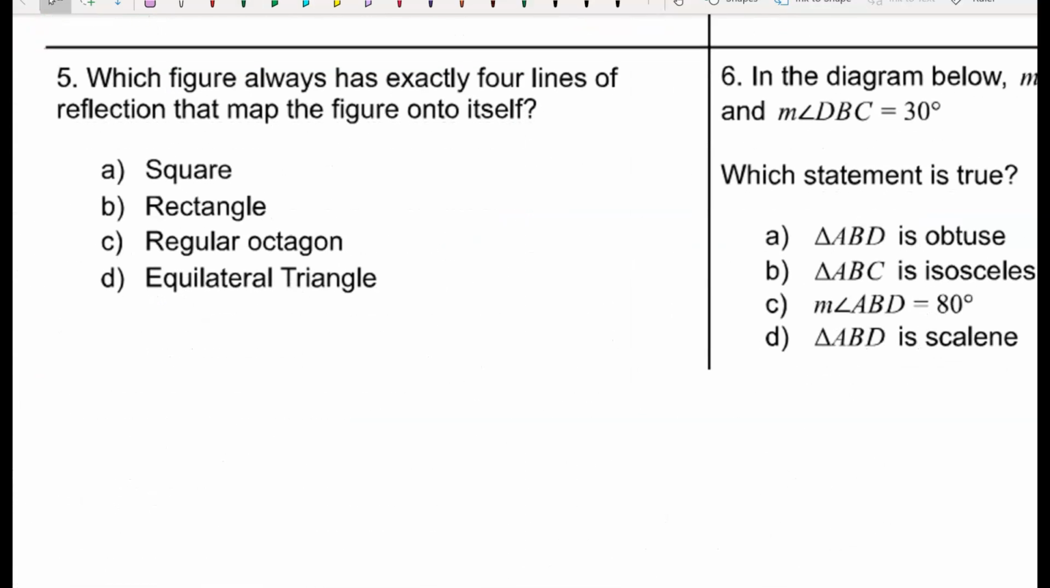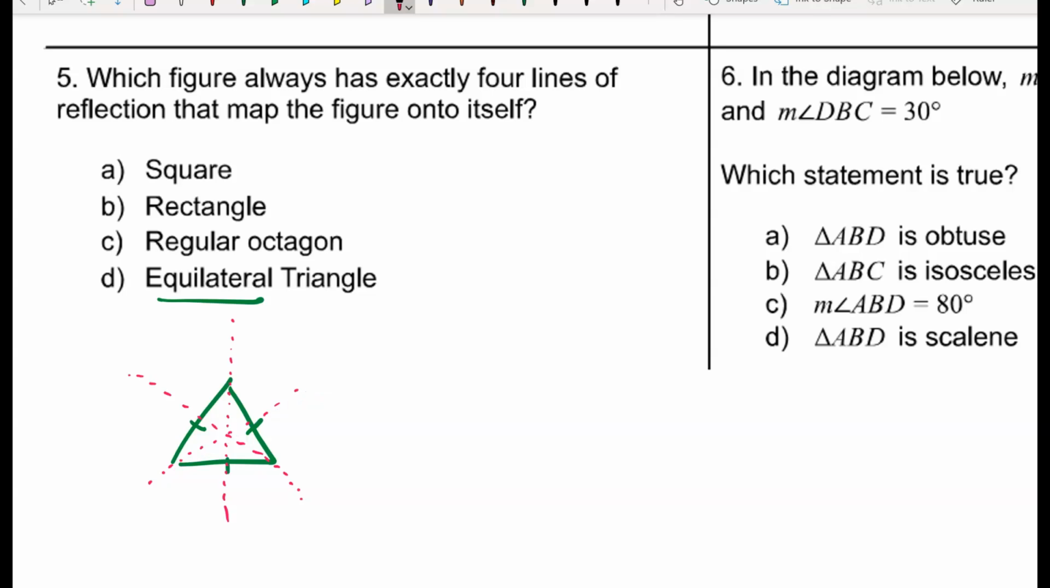Number 5. Which figure always has exactly 4 lines of reflection that map the figure onto itself? Well, remember a line of reflection, so I'm going to actually start with a regular triangle or an equilateral triangle that has 3 equal sides. A line of reflection is just a line that if you reflect the figure over it, it lands exactly on top of itself. So if I'm looking at a triangle here, I could draw a line of reflection through any of these vertices, and if I flip the triangle over that line right there, it would land right on top of itself, or that line right there, and so on and so forth.